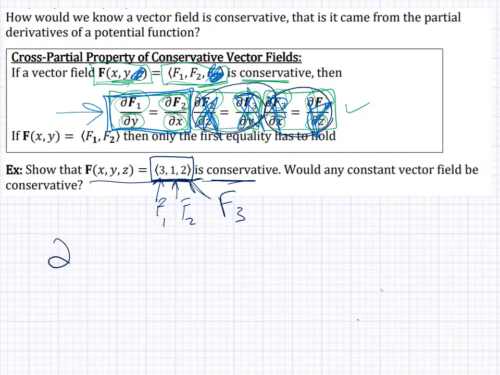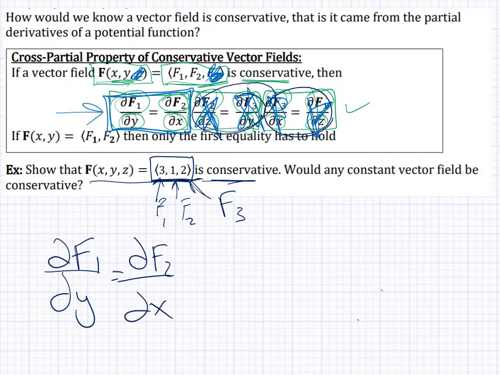So does the partial of F1 with respect to y equal the partial of F2 with respect to x? Well, since they're all constants, these partials are going to all be 0, right? No matter what variable we're talking about, the derivative with respect to any variable of any one of these three things is going to be 0. So those next partials will equal each other.